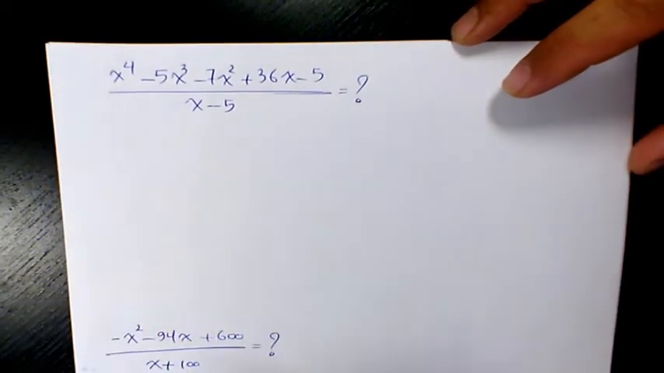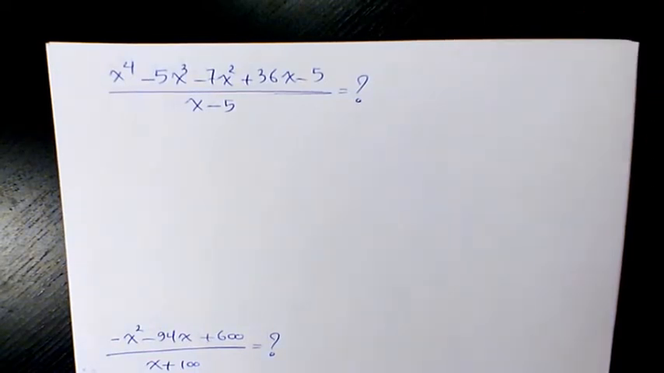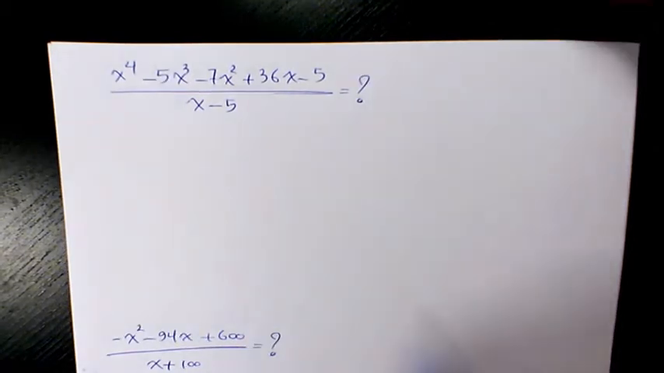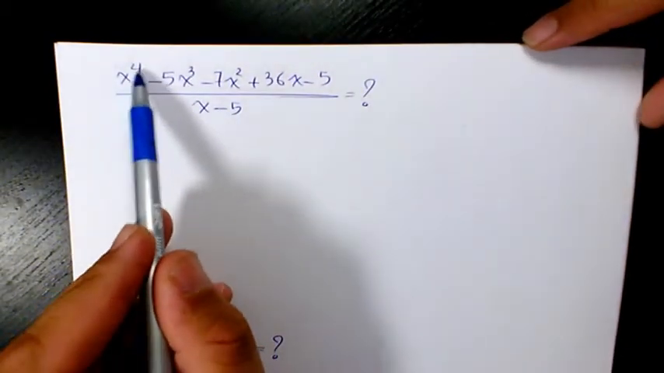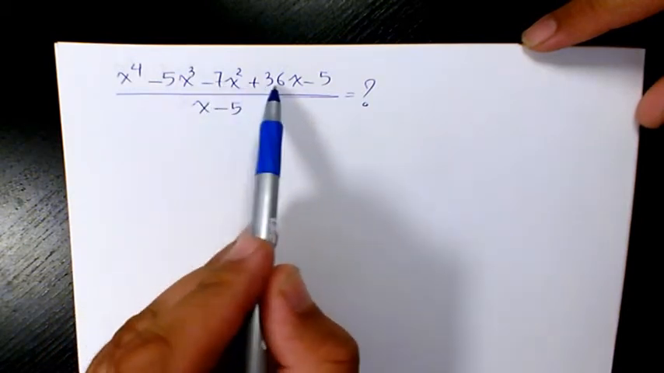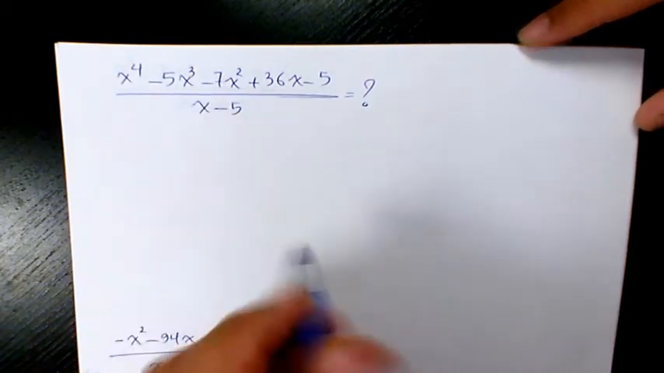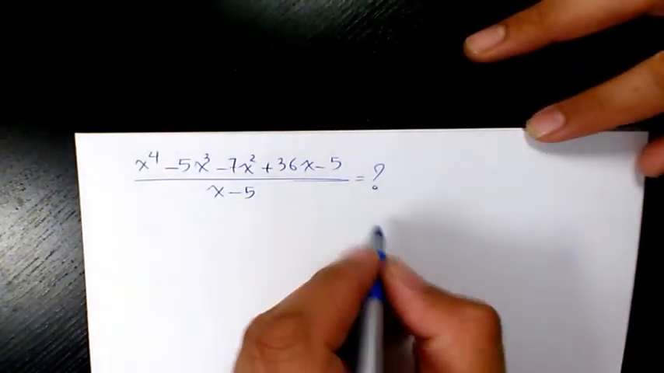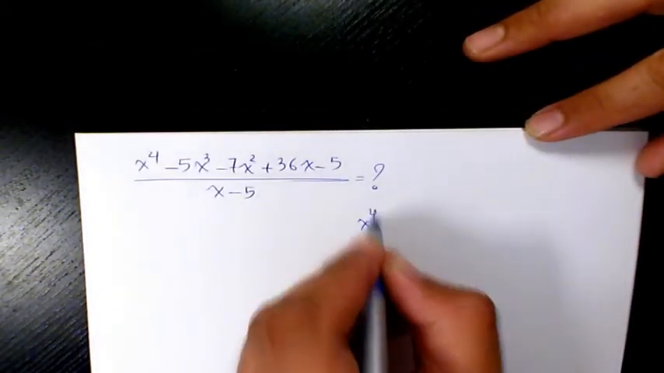Welcome to another video. In this video I want to talk about division of polynomials, long division of polynomials. So the first one is x to the power 4 minus 5x cubed minus 7x squared plus 36x minus 5 divided by x minus 5. So we need to do the long division.